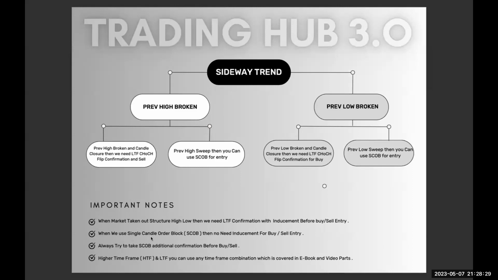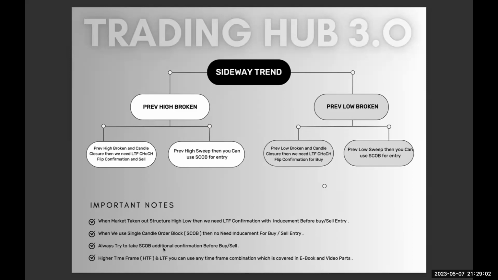When we use single candle order block, SCOB, then no need for inducement for the buy and sell. Remember, when you identify a higher time frame single candle order block, for example 15-minute, you find an entry, and then you don't need 1 minute inducement. If market creates inducement, which is correct. If not, then also fine, right? Because the main thing is taking out the liquidity which market already grabbed, right? In terms of the candlestick formation.